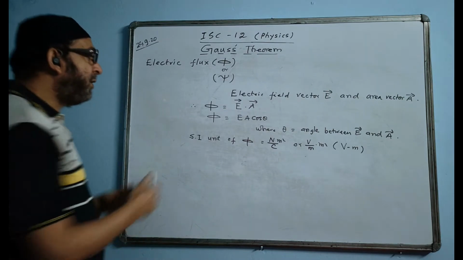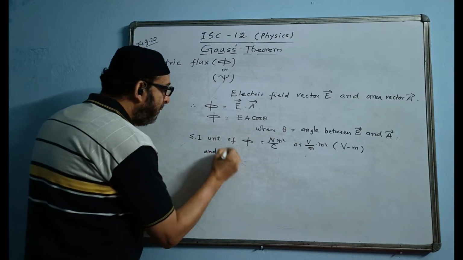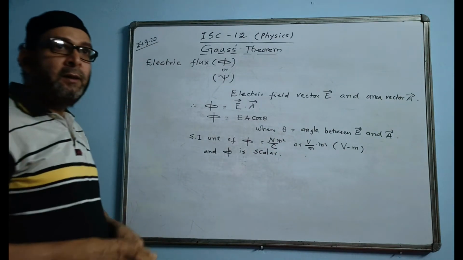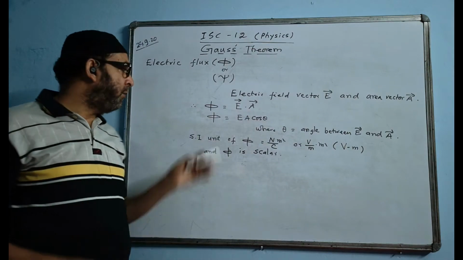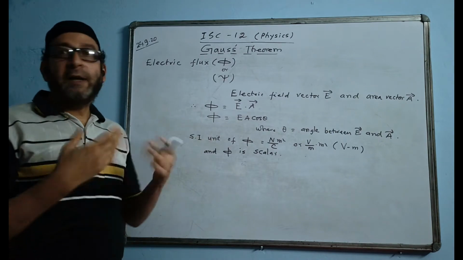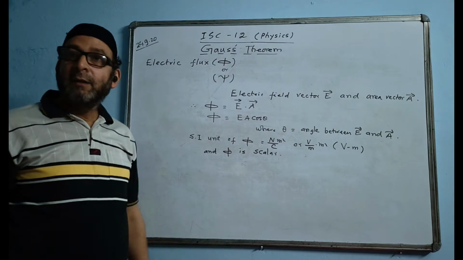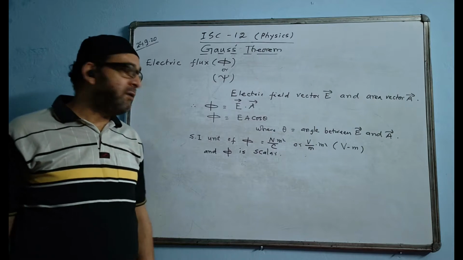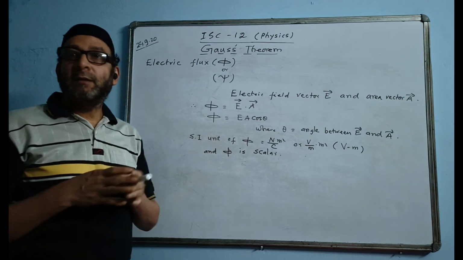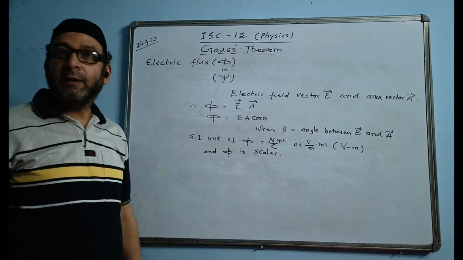And this phi is a scalar quantity, because this is a dot product, which means the answer will be a scalar. Phi is scalar. That means if there is more than one phi, like phi 1, phi 2, phi 3, phi 4, how to find the total flux? Simple addition, because it's scalar. We will not go by the law of vectors. We will not break into components. We will simply add them, as many fluxes as there are, and we will get the value of total flux. So it is a scalar quantity.